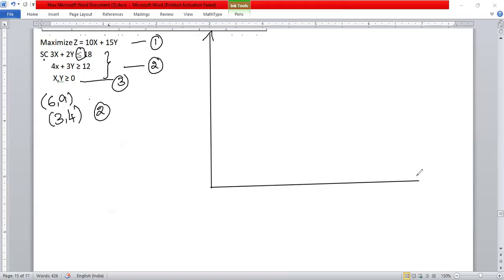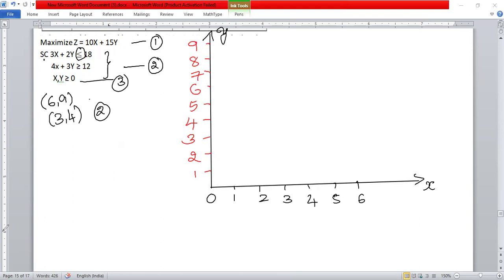So let me start. The x-axis, then the y-axis. Look at the x-axis, highest is 6, so we are going to start: 1, 2, 3, 4, 5, 6. Okay, the y-axis highest is 9: 1, 2, 3, 4, 5, 6, 7, 8, 9.